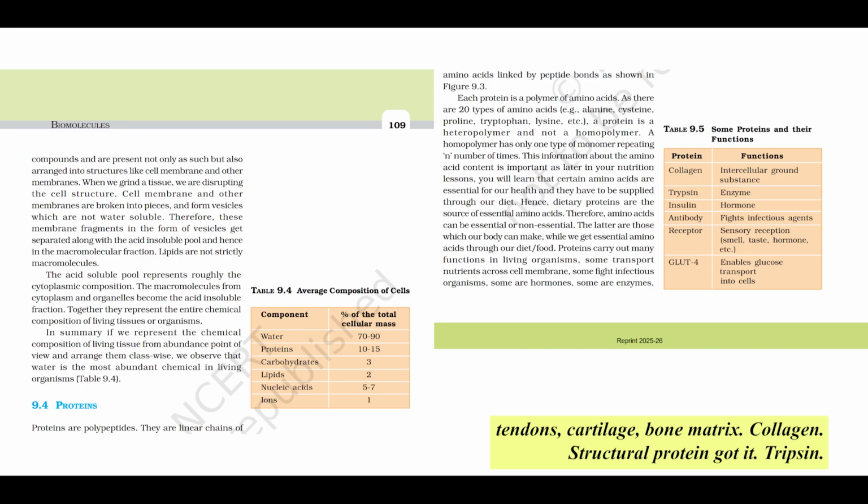Collagen. Structural protein, got it. Trypsin. This is a classic example of an enzyme. Its job is to catalyze specific biochemical reactions, in this case, breaking down proteins during digestion. Trypsin, an enzyme. Insulin. This is a hormone. It's a chemical messenger that plays a critical role in regulating blood sugar levels. Insulin, hormone.